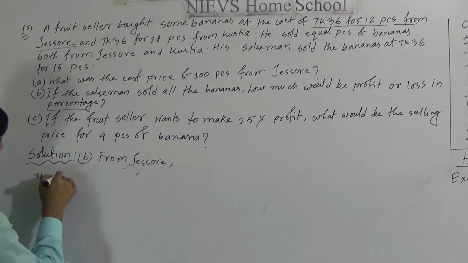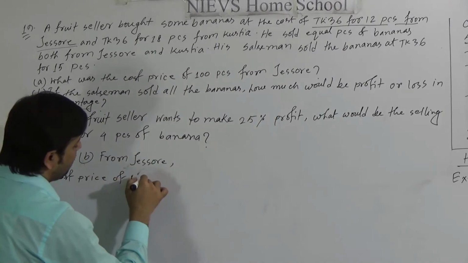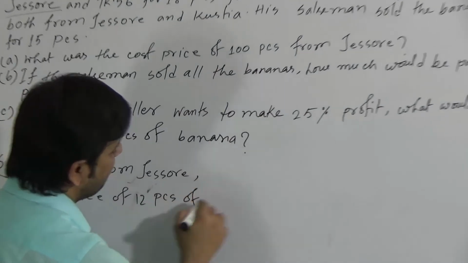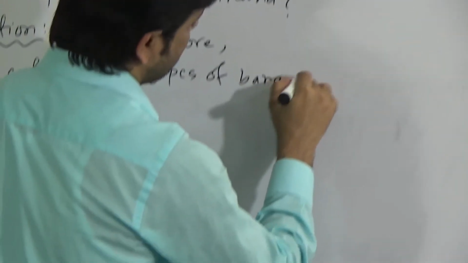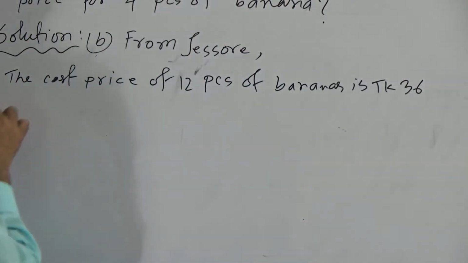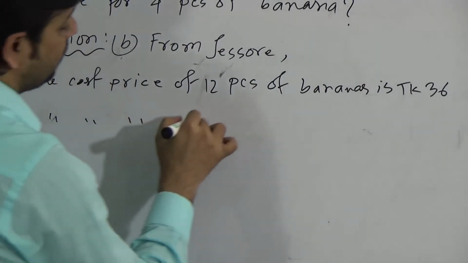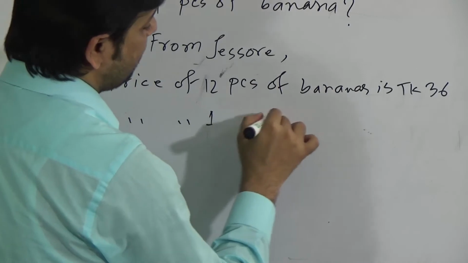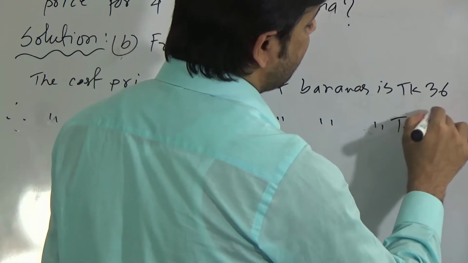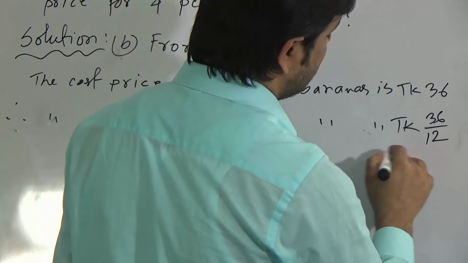the cost price of 12 pieces of bananas is taka 36. Therefore, the cost price of one piece of banana is, we have to divide 36 by 12. This will be taka 3.